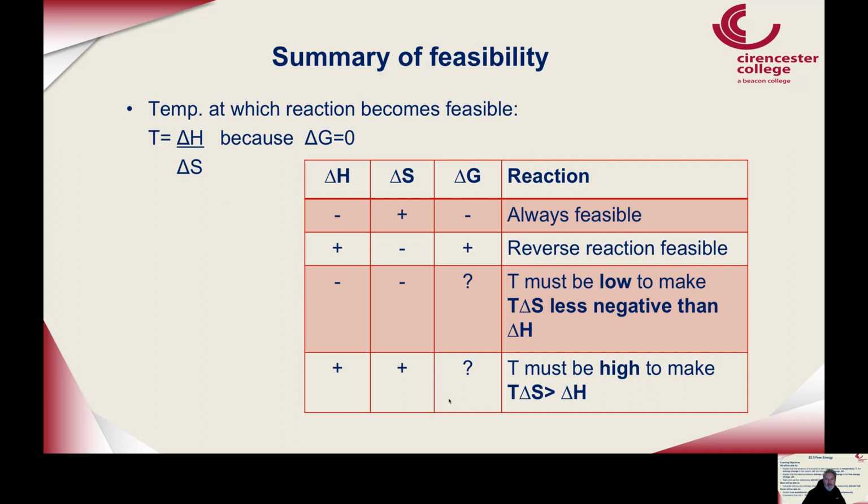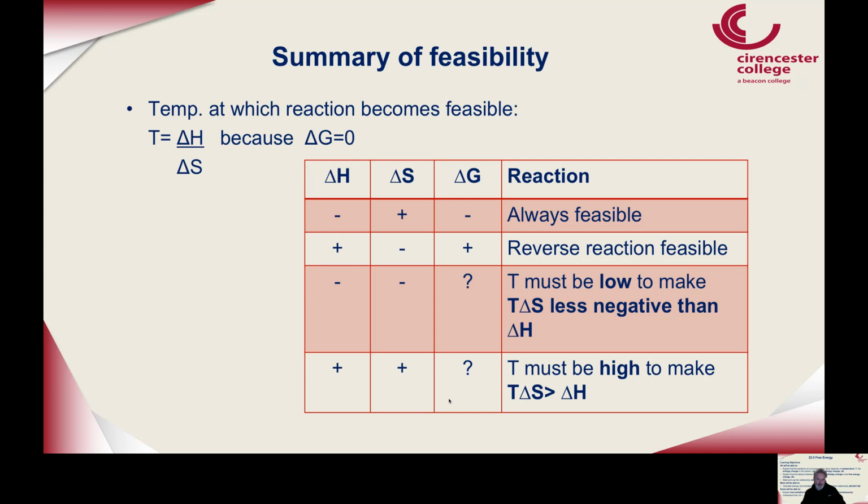So here's a summary of feasibility. The temperature at which the reaction becomes feasible is when T equals delta H over delta S, because delta G has to be 0 at equilibrium, and at that point you're at the cusp of a feasible reaction. So this table summarizes that.